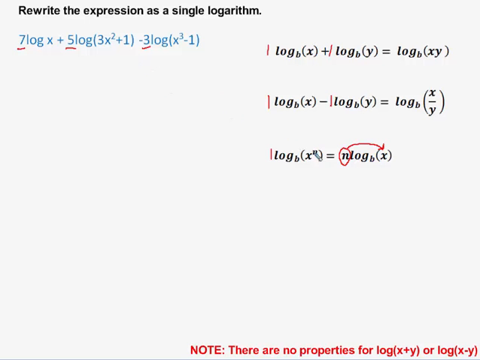Be careful when you move them up that the exponent gets applied to the entire argument. So for example, when we move the coefficient 5, the 5 will be the exponent on the entire argument of the logarithm. This argument's 3x squared plus 1, so all of that will be raised to the 5th power. So doing that, I'm going to write log. I'm going to move the 7 up as an exponent on the x. So in my case, n is 7. I will move it up, and this will now read log of x to the 7th.